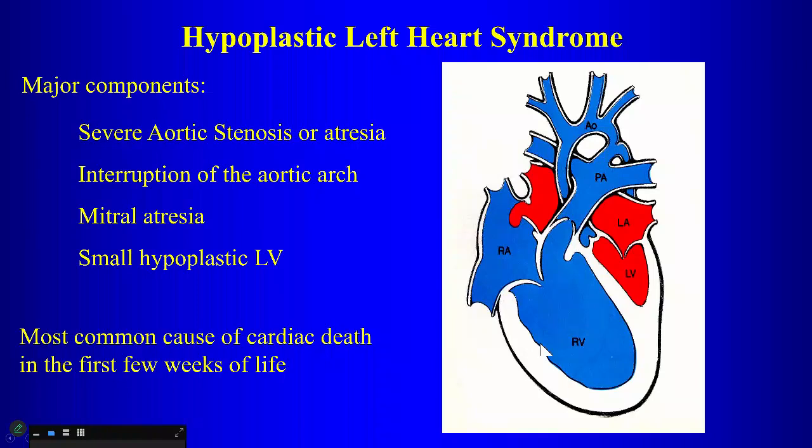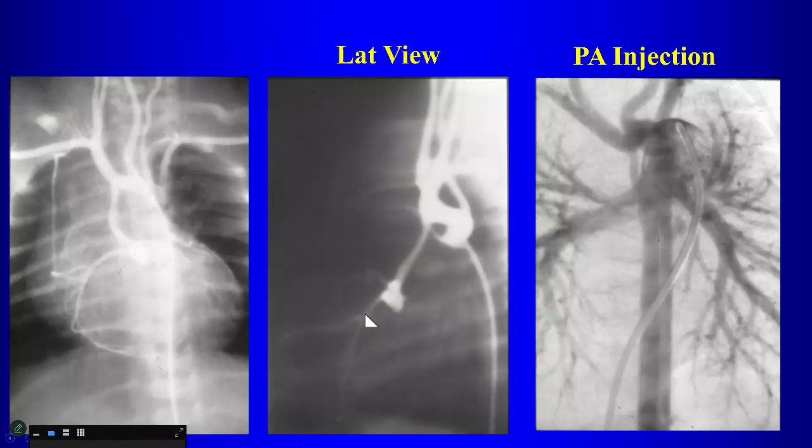Okay, so the right heart fails, and they'll also have increased, of course, pulmonary venous pressures because of the obstructions on the left side, and so they go into failure. So it's the most common cause of cardiac death in the first few weeks of life. So the ascending aorta is small here with hypoplastic left heart. Here, when you inject the pulmonary artery, the contrast actually goes from the pulmonary artery through the patent ductus arteriosus into the aorta.